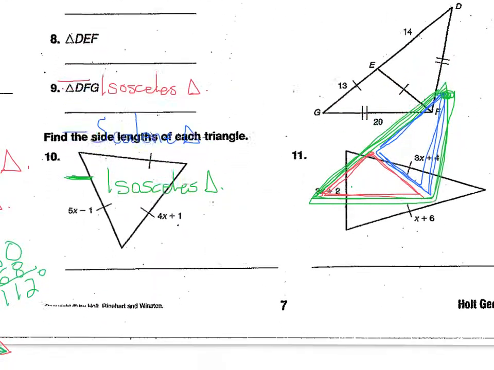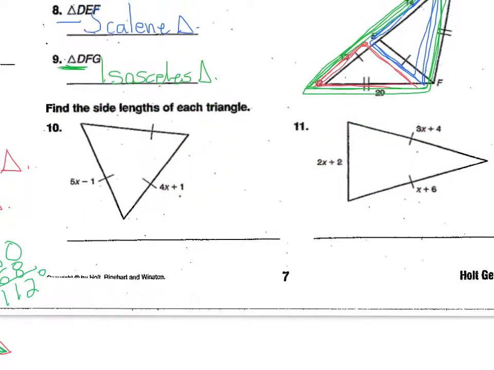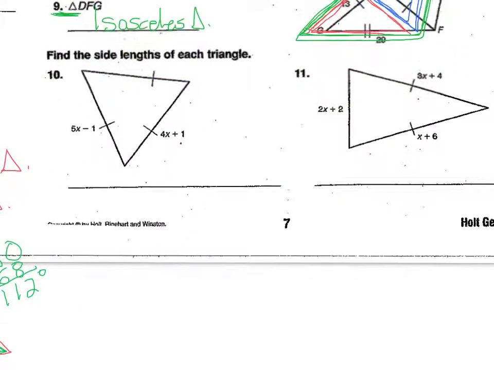Okay, now number 10. In problem number 10, it says find the side lengths of each triangle. So we have to find all the side lengths, okay? What they're giving me is that those two tick marks represent congruency. So therefore, you can say that 5x minus 1 equals 4x plus 1. Then we have to solve for x.